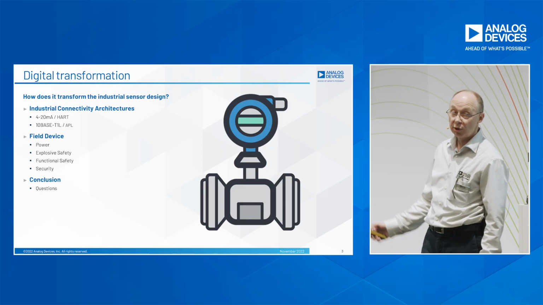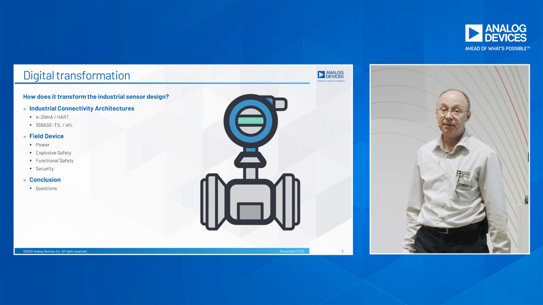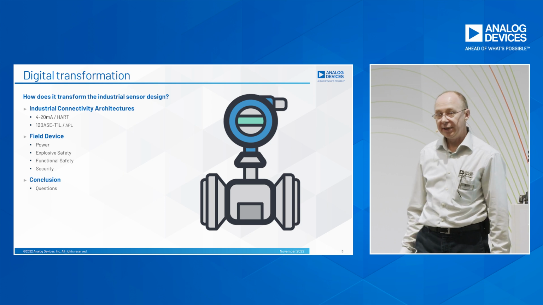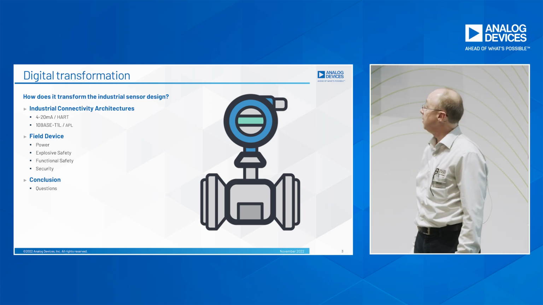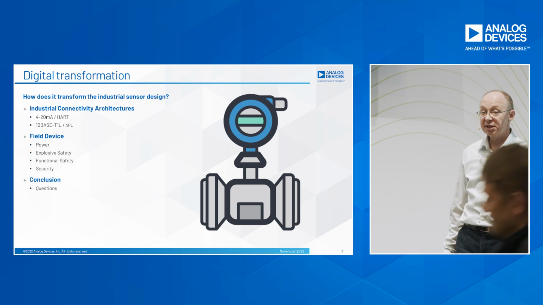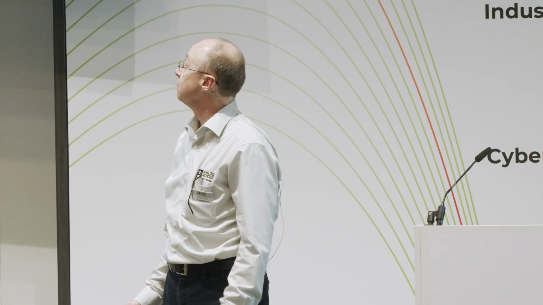So we look at some connectivity types, architectures of 4 to 20 milliamp, and then APL, 10BASE-T1L, and then we deep dive into the field device design, looking at power, explosive safety, functional safety, and security, and hopefully we'll be able to draw some conclusions. So, typical installations in the field.